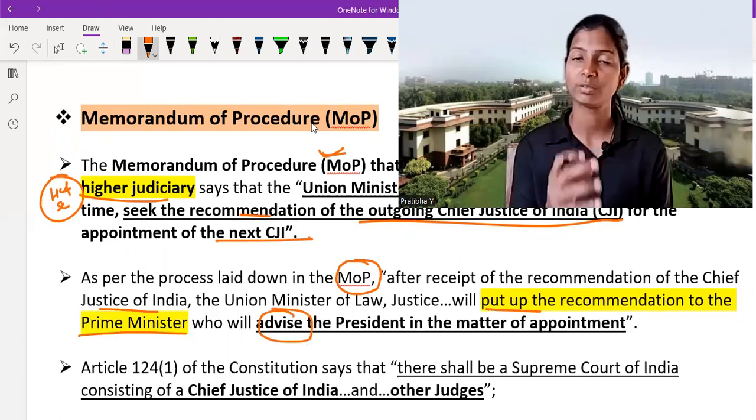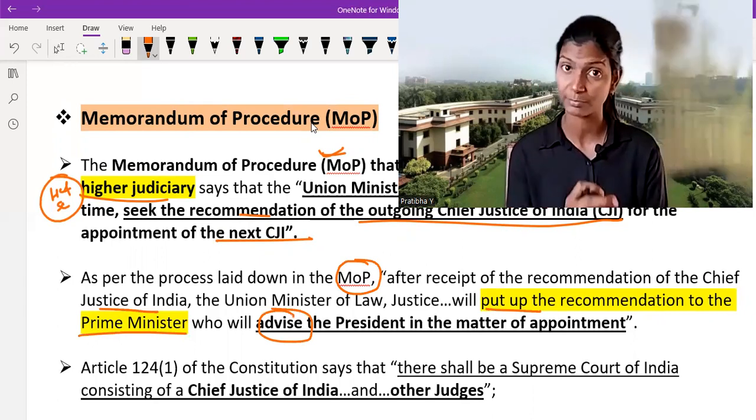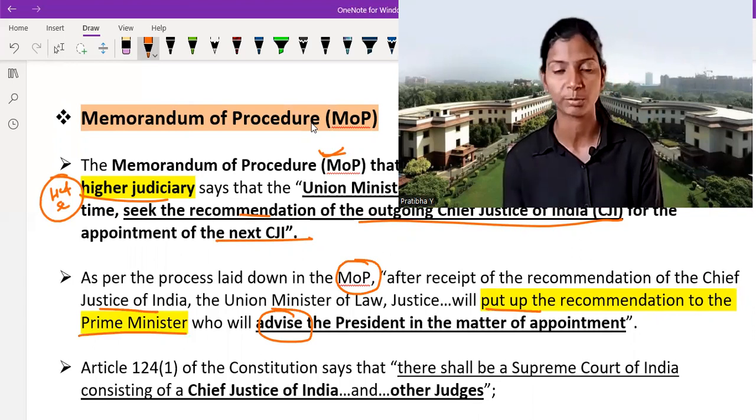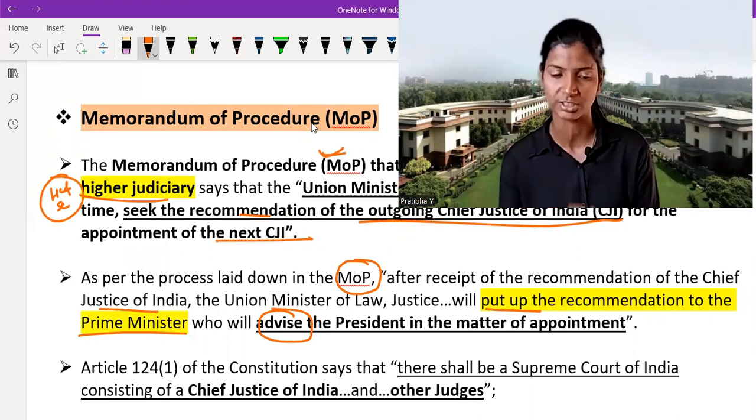First, the Union Minister of Law and Justice seeks the recommendation from the outgoing CJI. After they get that recommendation, they put it in front of the PM, and then the PM advises the President in terms of the appointment of the next CJI or judges.